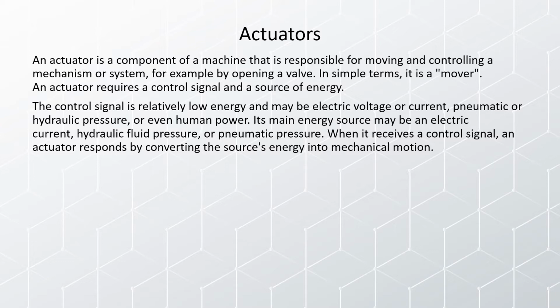An actuator requires a control signal and a source of energy, and the source of energy can be relatively low and most of the time is an electric voltage or current. It can also be hydraulic pressure or even sometimes human pressure, but its main energy source will most probably be electric or fluid pressure. When it receives its control from the controller, the actuator responds by converting the source's energy into mechanical motion.